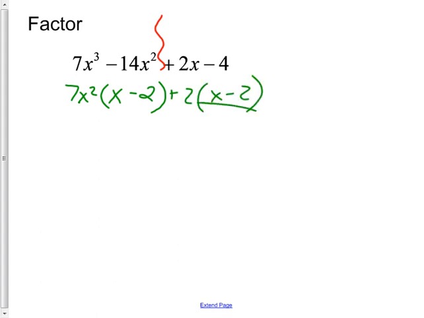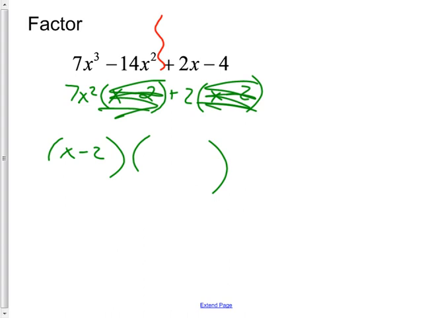Do you remember how that and that overlap, and now I can pull them out? I can factor them out. So those two factor out to the front. And then when they come out to the front, what's left behind? And this disappears. 7x squared plus 2.